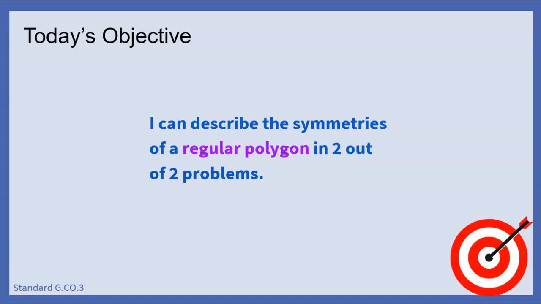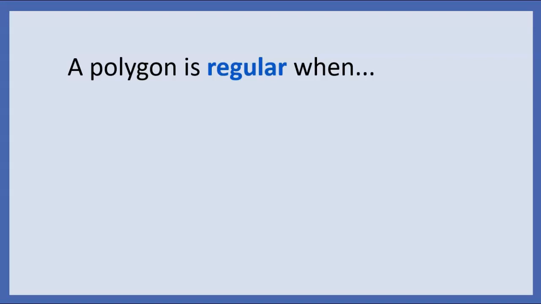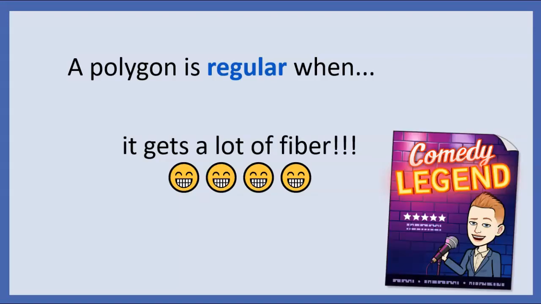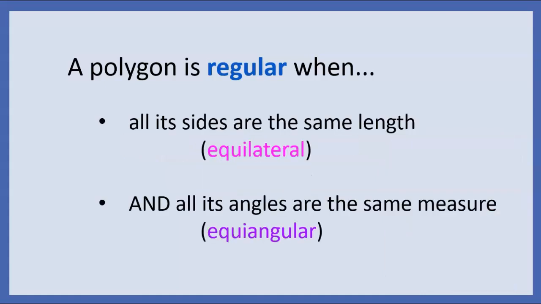So what do we mean by regular? What does this word mean, a regular polygon? A polygon is regular when it gets a lot of fiber. Waka waka waka. No, just kidding. That's not what we mean. What we mean in geometry is that all its sides are the same length and all its angles are the same measure. And we have a couple of fancy words for those properties.